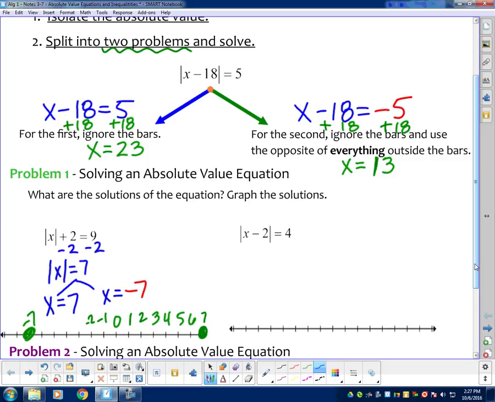Okay, can I split this one the way it is? Do I have only my absolute value? Yeah, it's just the bars on this side, so it's okay to split it. What is my first equation? Just take the bars off. X minus 2 equals 4. Okay? What's my second equation? X minus 2 equals negative 4. Good. X minus 2 stays the same. It equals now negative 4.